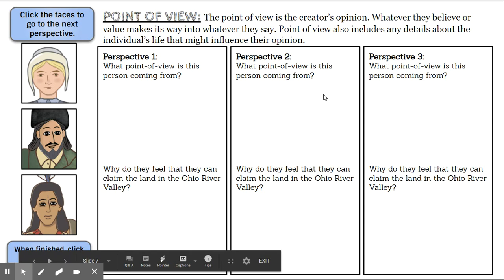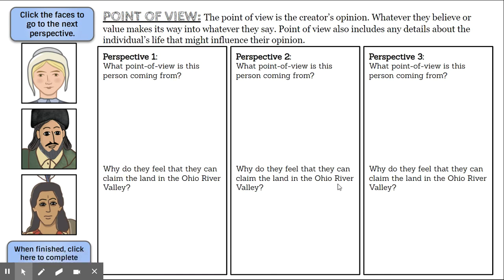So I want you to do perspective, and then how are they feeling about the claim to the land? So that's what this is about, right? The French and Indian War is about the claim to the Ohio River Valley.